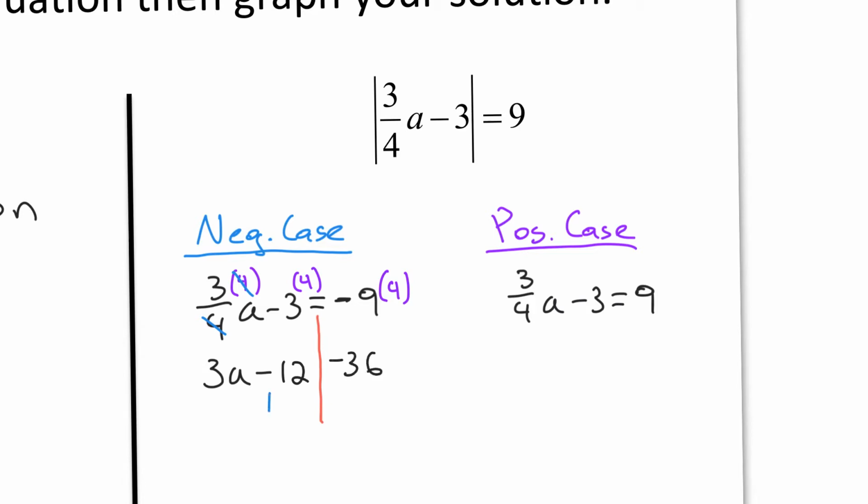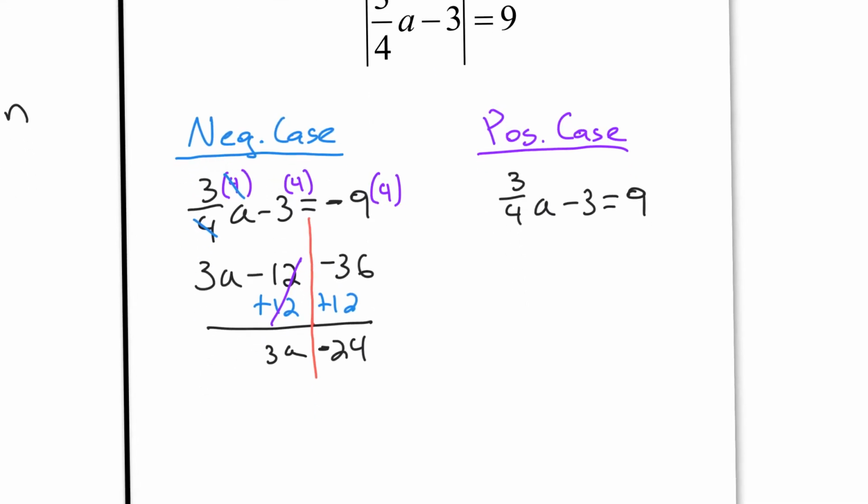You guys are going to add 12 to both sides. That's your constant on the same side of the variable. So this cancels. So we have 3a on one side, and on the other side, we have 24. And it is a -24 because the biggest number is -36. So I'm going to put the negative right here. The next step, you guys are going to divide by 3. This turns into 1, so a equals -8.